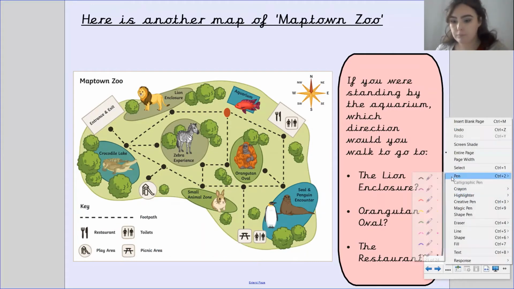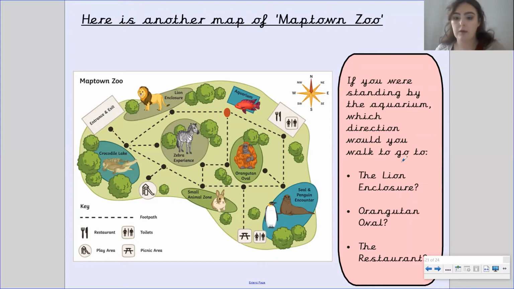So let's have a look. You are going to be standing by the aquarium. So we need to find the aquarium on the map. Can you see it? Well done, it is here. And then you need to think about which direction you would walk to get to the first one, the lion enclosure. Can you find the lion enclosure on the map? Well done, it's just here.